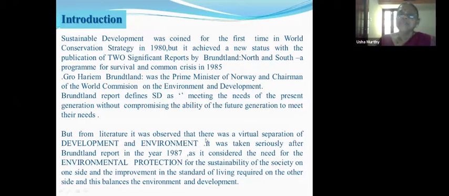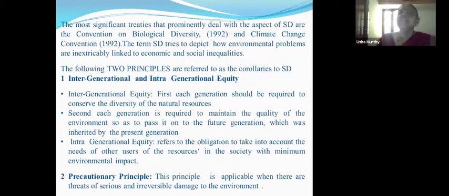But from literature, it was observed there was a virtual separation of environment and development. It was taken seriously after the Brundtland report in the year 1987, as it considered the need for environmental protection for the sustainability of the society on one side and improvement in the standard of living required on the other side. And this balances the environment and development. The most significant treaties that deal with sustainable development are the Convention on Biological Diversity and the Climate Change Convention in the year 1992. The term sustainable development tries to depict how environmental problems are inextricably linked with economic and social inequalities.